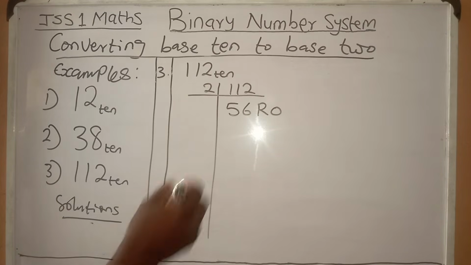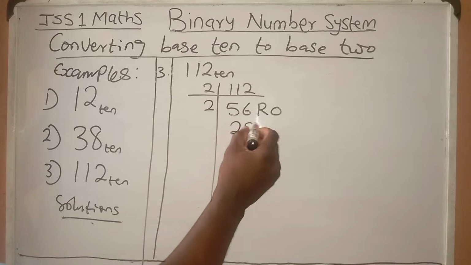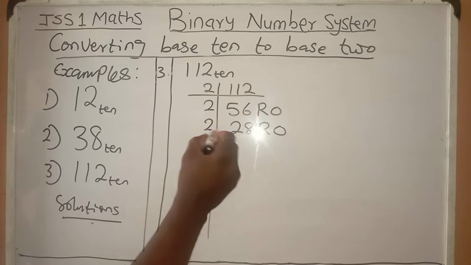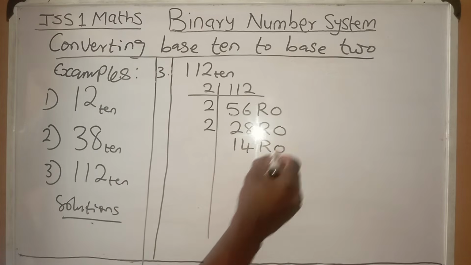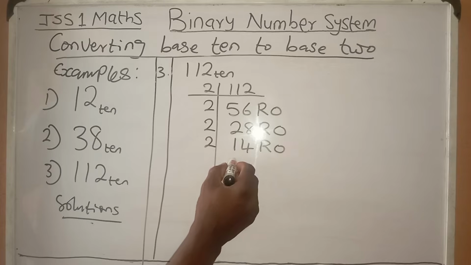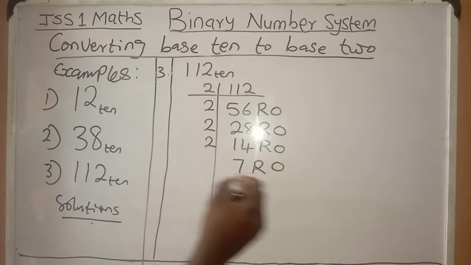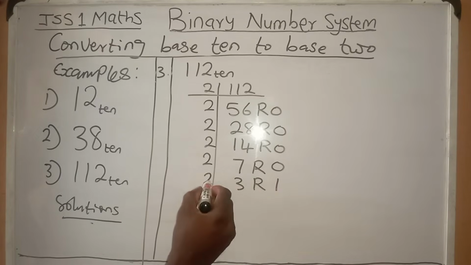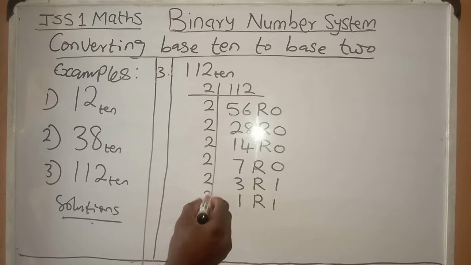Then we can still use 2 to divide again. 2 divide 56 will give us 28. Remainder nothing. 0 will remain. 2 divide 28 will give us 14. Remainder nothing. Then 2 divide 14 will give us 7. Remainder what? Nothing. Then 2 divide 7 will give us what? That will give us 3. Remainder 1. 2 divide 3 will give us 1. Remainder 1. Then 2 divide 1.